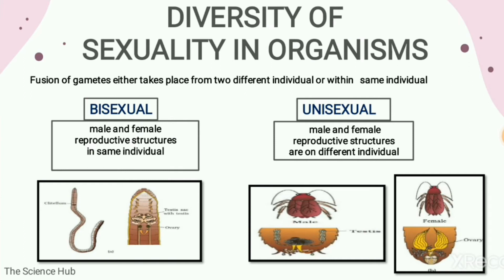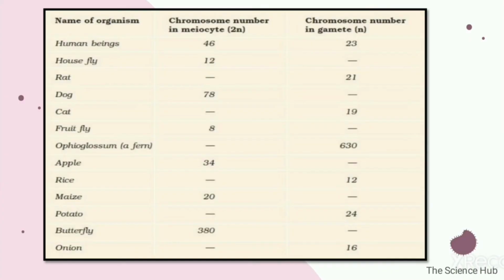Diversity of sexuality in organisms. Fusion of gametes either takes place from two different individuals or within same individual. Bisexual and unisexual. Bisexual, bi means both. इसमें मेल एंड फीमेल दोनों के कैरेक्टर्स रहेंगे. यूनिसेक्सुअल मतलब यूनि मतलब सिंगल और वन, इसमें इधर मेल के कैरेक्टर्स रहेंगे और फीमेल के. Here the number of chromosomes present in an organism is shown.